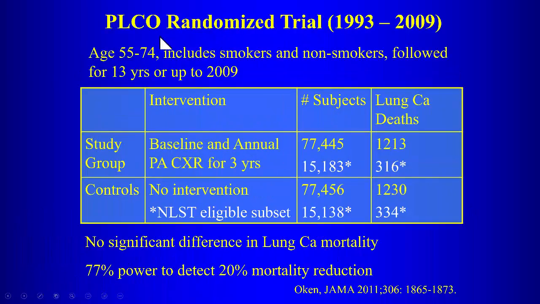So there was a larger trial, and this larger trial was done as part of screening for multiple diseases, the PLCO randomized trial. Who knows what these letters stand for? P? What tumor would that be? Prostate, right? L? Lung cancer. C? Colon. O? Ovarian, right. So this was a randomized trial looking at screening for these cancers. They followed them for up to 13 years. The intervention was baseline and annual chest radiographs for 3 years. And of course, the controls had no intervention.